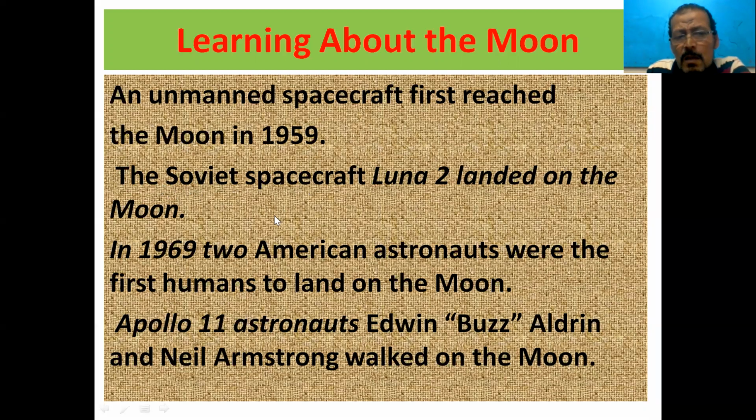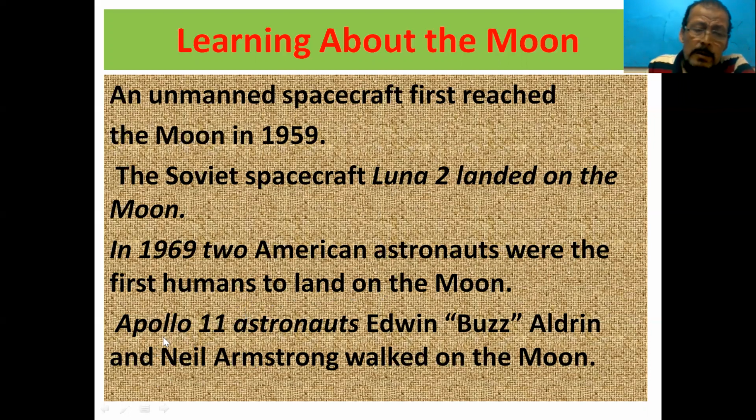The Soviet spacecraft Luna 2. Luna 1 was unsuccessful. The first successful one, called Luna 2, landed on the moon. After 10 years, in 1969, two American astronauts were the first humans to land on the moon.